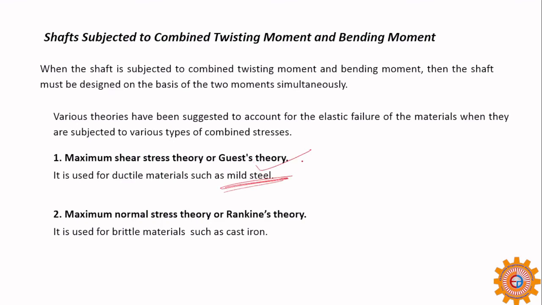And the other is maximum principal stress theory, otherwise maximum normal stress theory, or Rankine's theory. This is basically used for brittle-like materials. Like if the shaft is made of cast iron, you have to apply Rankine's theory, not this theory. So based on the material only, you have to apply this.